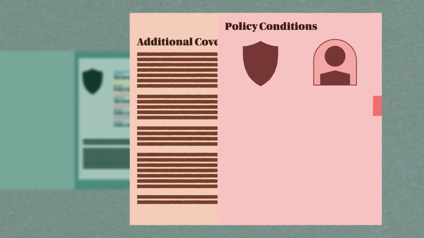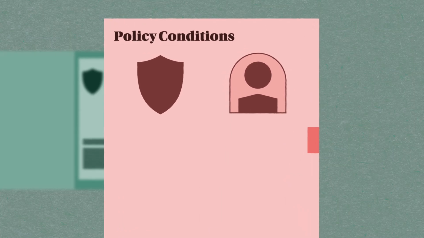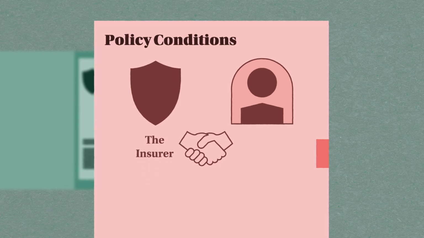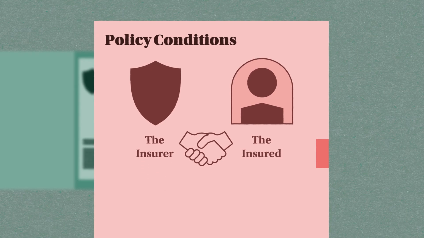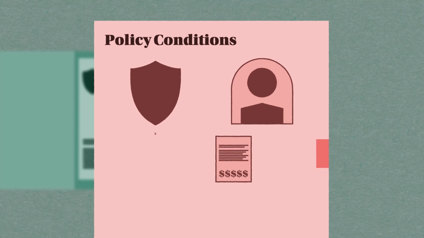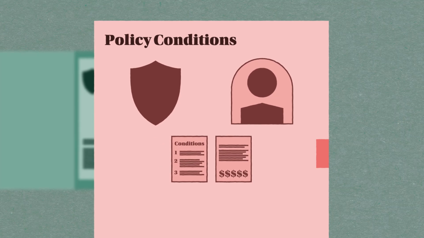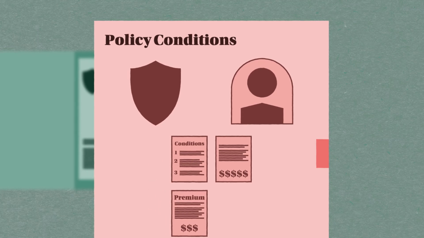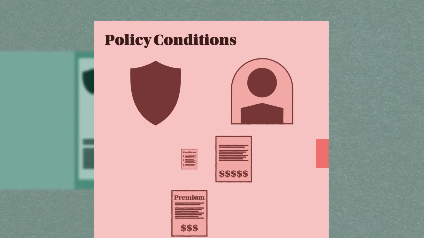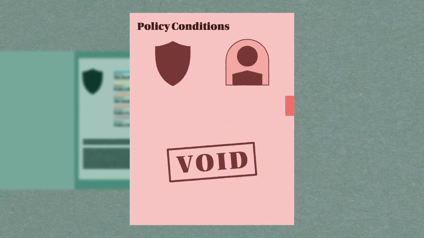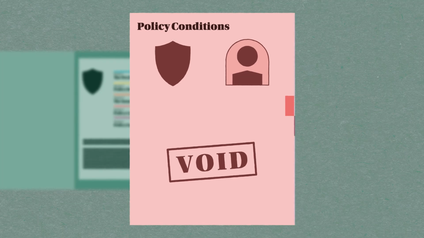Policy conditions. Conditions within an insurance policy qualify the various promises made by the insurer to the insured. The insurer does not promise to cover all losses. Rather, the insurer will impose certain requirements or conditions on the insured, such as premium payments or duties to follow after a loss. If these obligations are not met, the insurer can void the policy or otherwise restrict coverage.